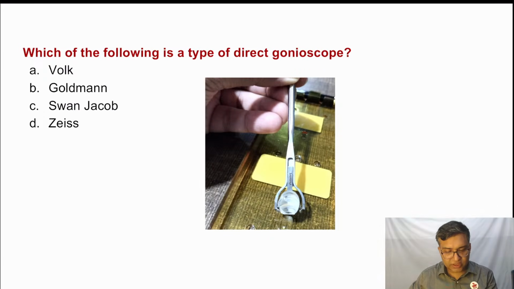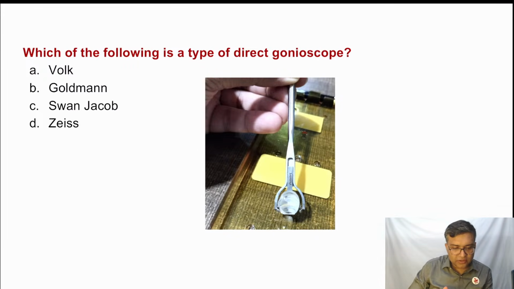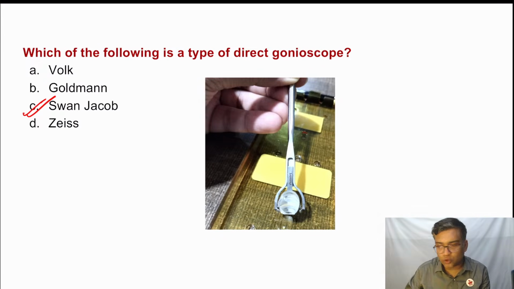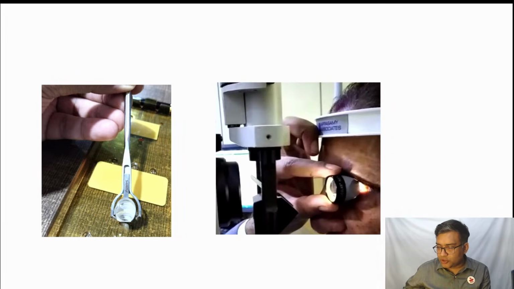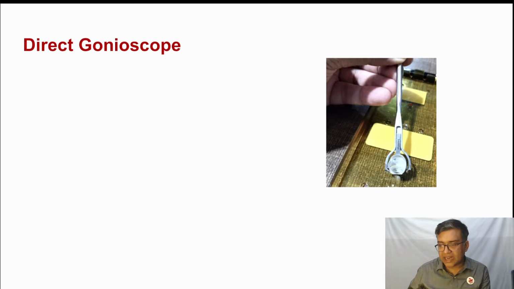Okay, so the next question is, they have asked what type of direct gonioscope this is. There are 2 types of gonioscope: one is your direct gonioscope and the other is your indirect gonioscope. This gonioscope is a direct gonioscope, which is called a Swan-Jacob gonioscope. The other type of gonioscope which you are seeing here, which I am doing, is the indirect gonioscope. So what is the difference between the direct and the indirect gonioscope? That is sometimes asked in your exam.